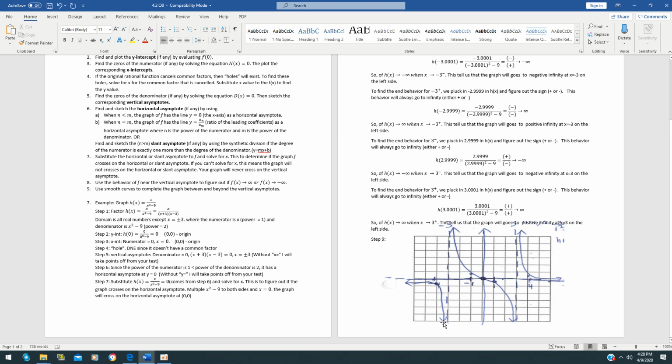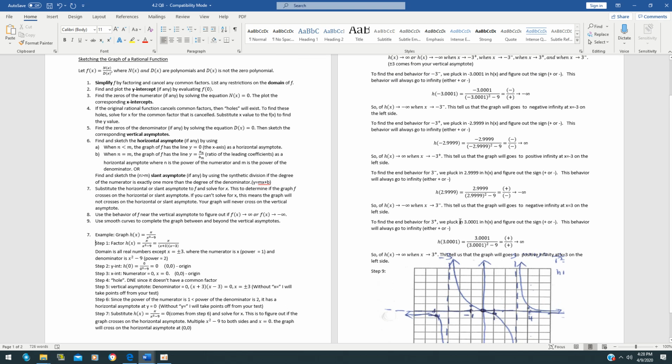So that means that we know this graph will go like this shape, like a curved shape like this. And the reason why is because we figured out this goes to negative infinity and you cannot cross the horizontal and your vertical asymptote. So it goes curvy like this.